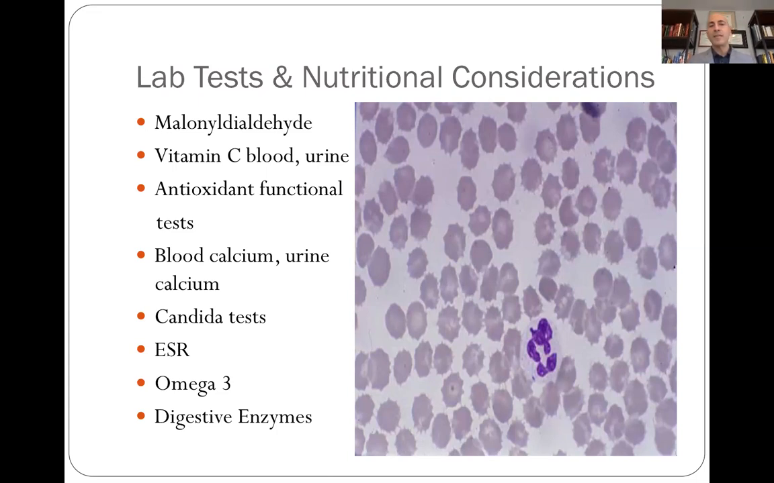So then look at our second bullet, vitamin C in the blood or the urine. Now think of it this way.